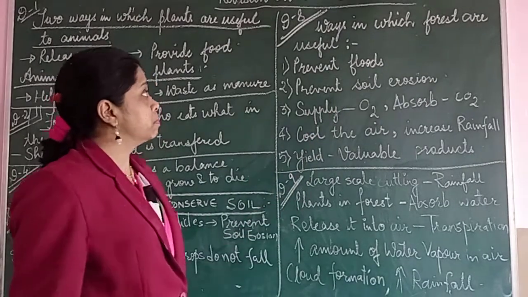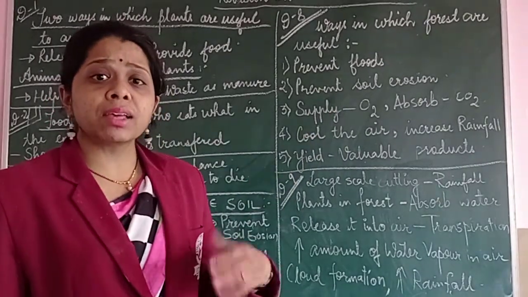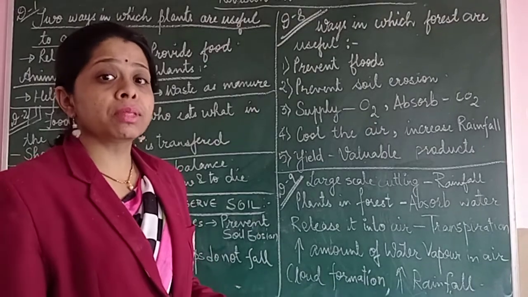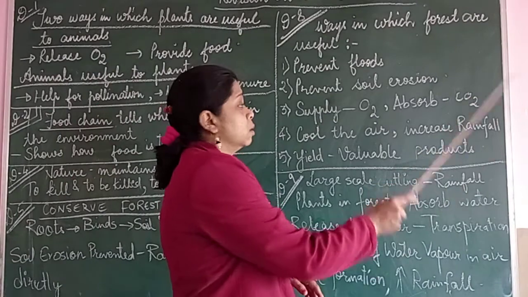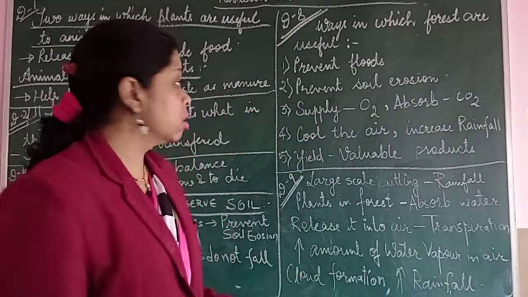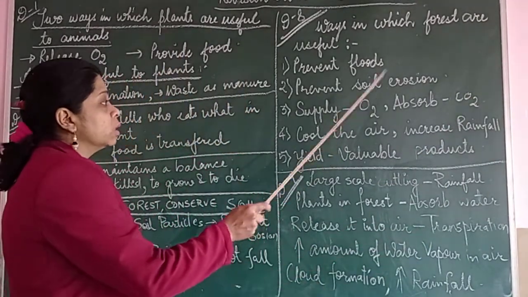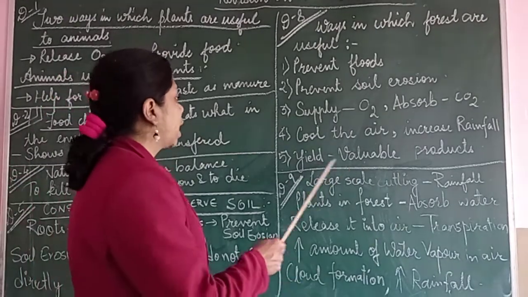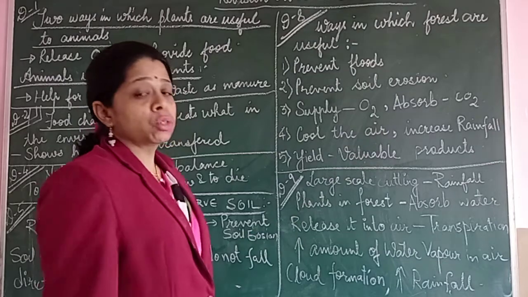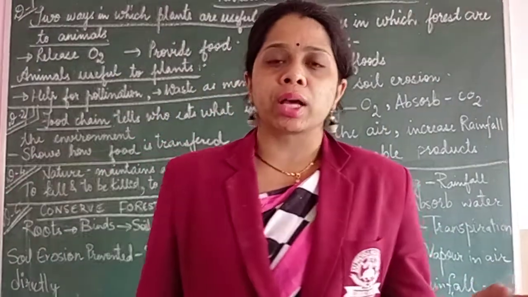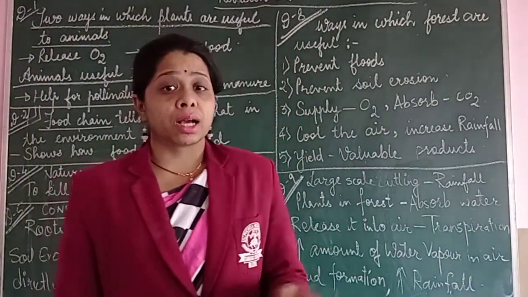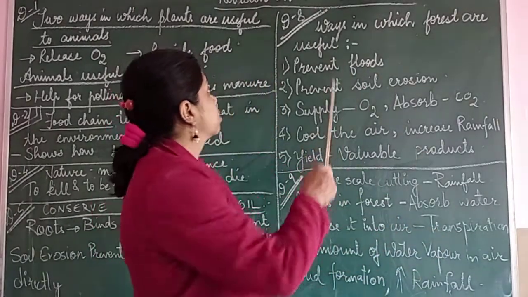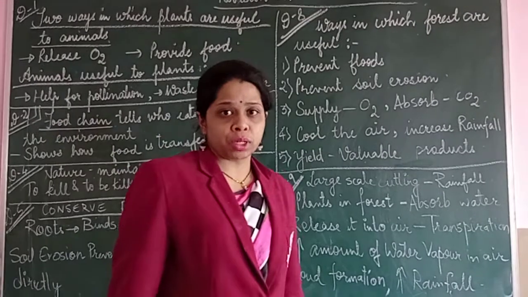You know that forests supply us with a sufficient amount of oxygen, and at the same time they absorb carbon dioxide, which is harmful for us. They will cool the air and increase the rainfall. At the same time, forests give us various valuable products like timber, wood, gum, and many more things. So these are the ways in which forests are useful to us.